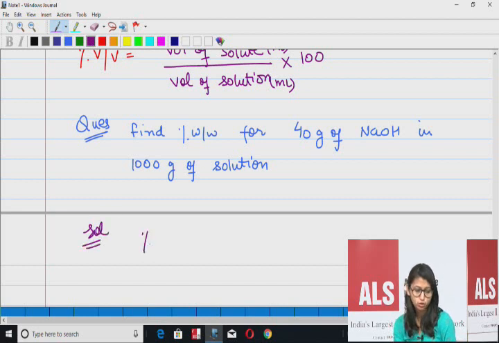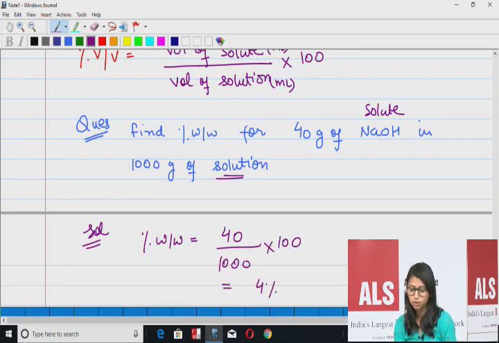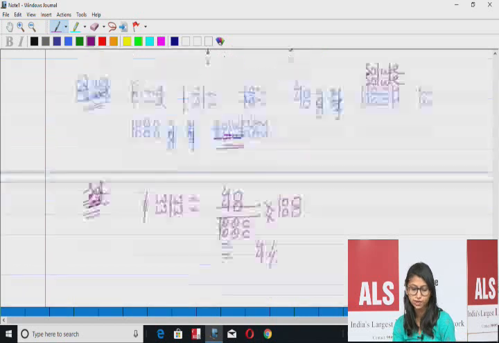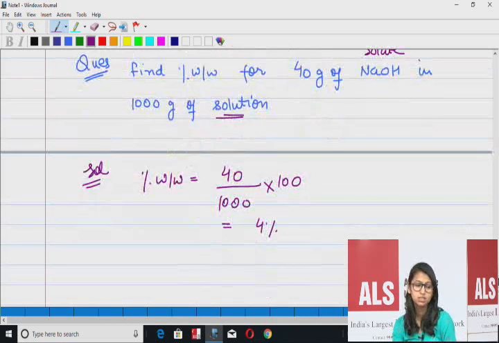So you know that you are finding percent W by W. 40 is the weight of the solute, everyone. The solution is given. 40 divided by 1000 multiplied by 100. Directly you will get 4% as the answer, right? Easy now? So easy this is. Try one more.